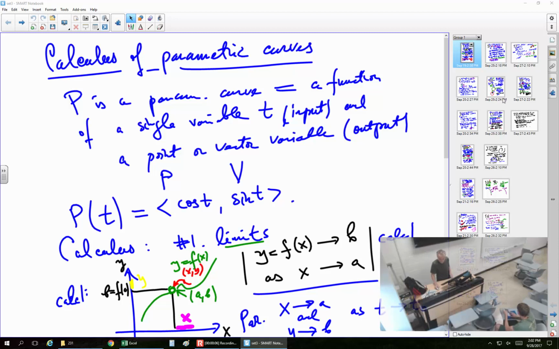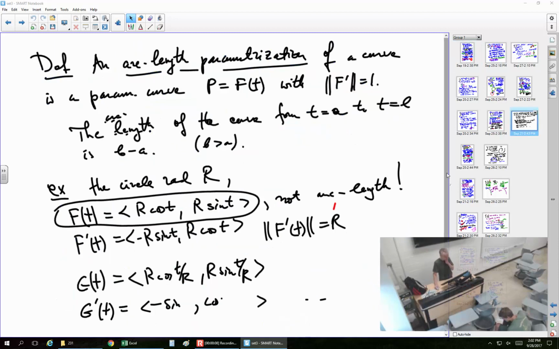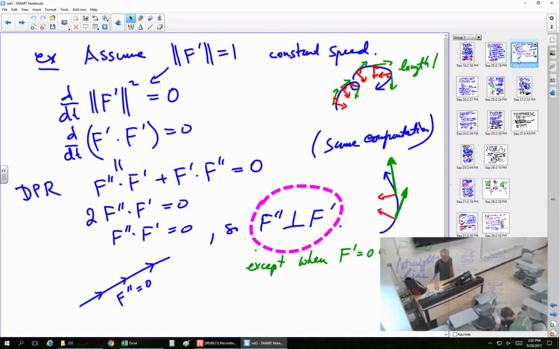Okay, so we're getting ready to talk about the curvature, but the topic is the speed and how constant speed affects the curve and what we know about it in terms of motion.